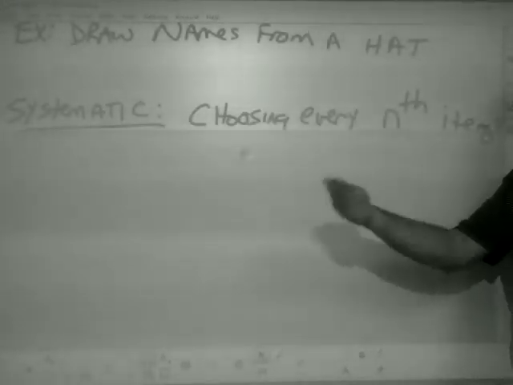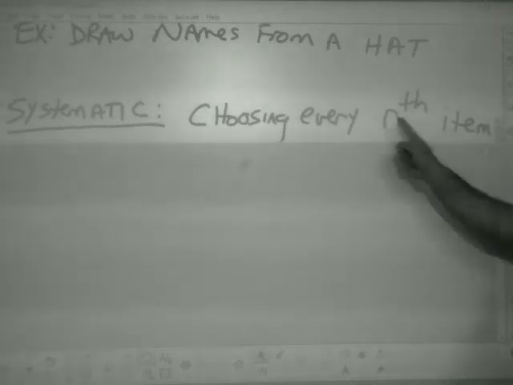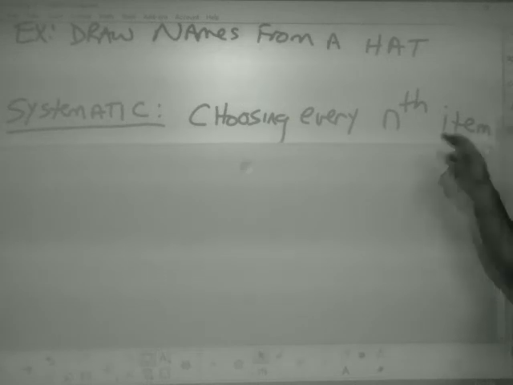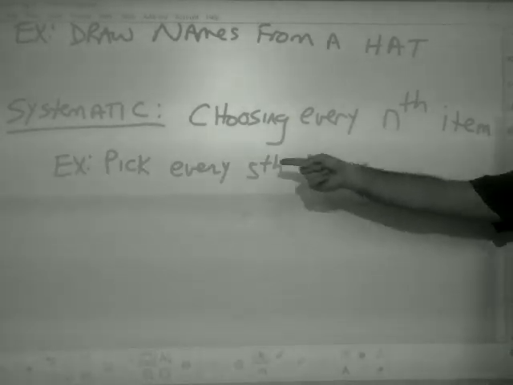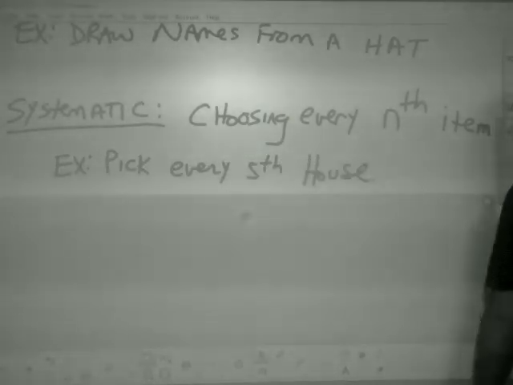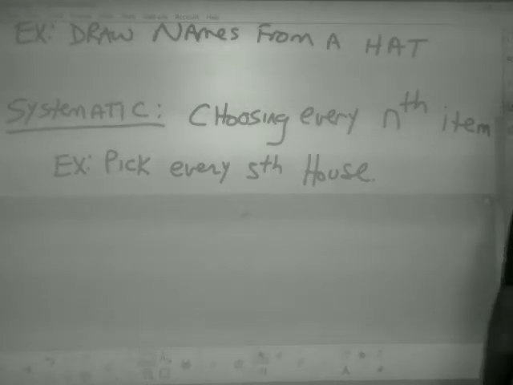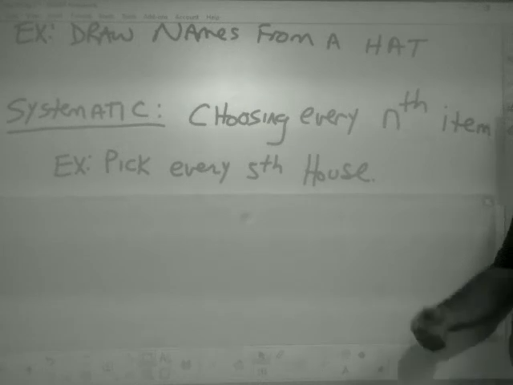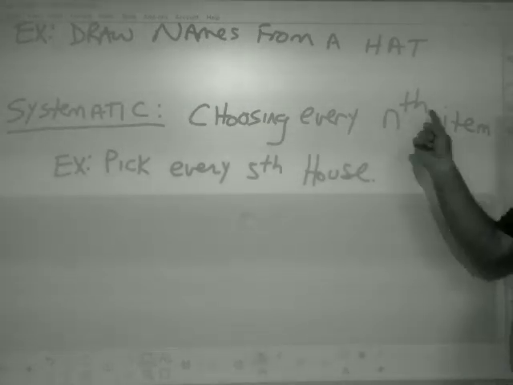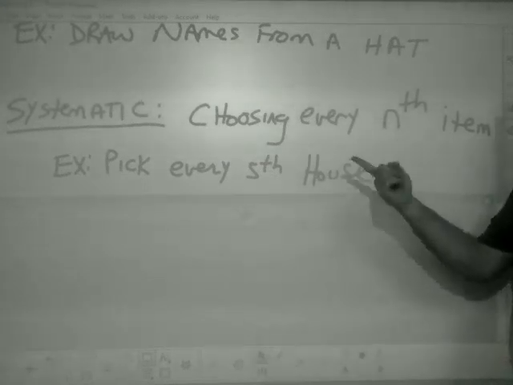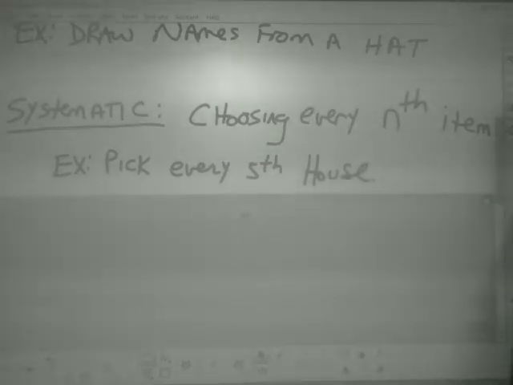Systematic, there's a system to it. Choosing every nth item. So pick a number. For example, pick every 5th house as you drive down the street and see if they have shutters. Pick every 10th person as they walk out of Wegmans. Pick every 4th student as they walk in the hall. N is a number, and choosing every nth is a system, and it is systematic.